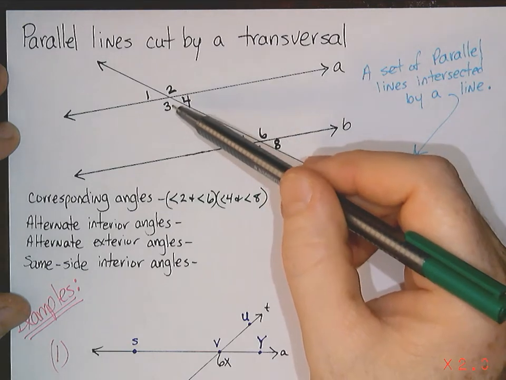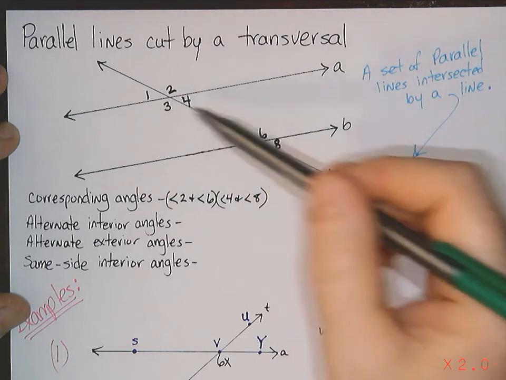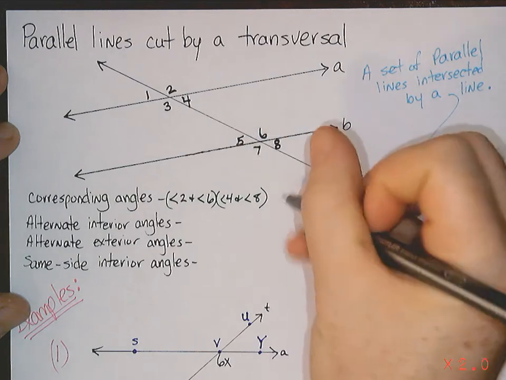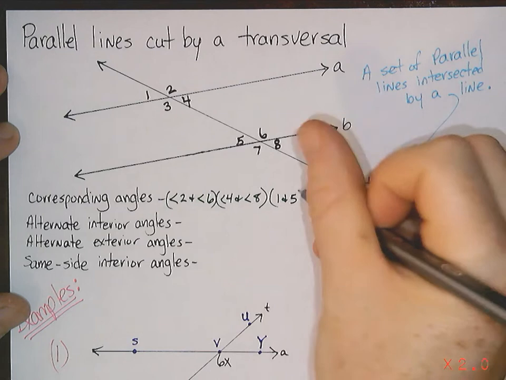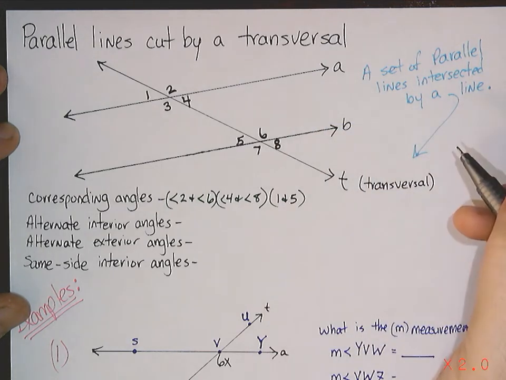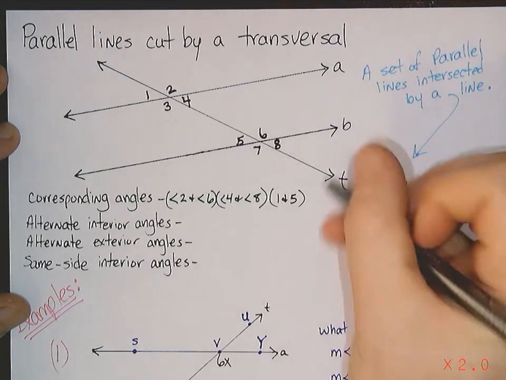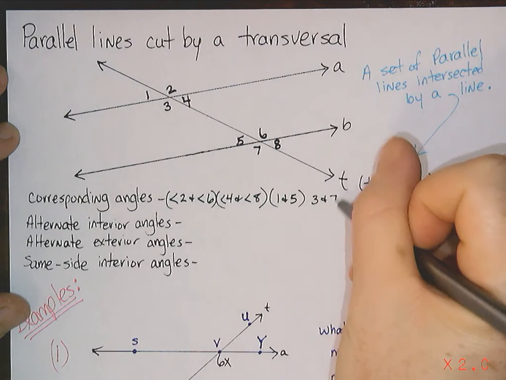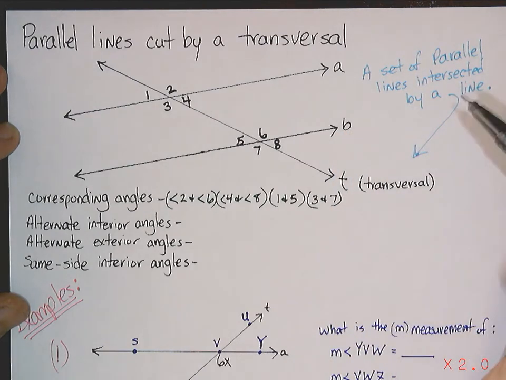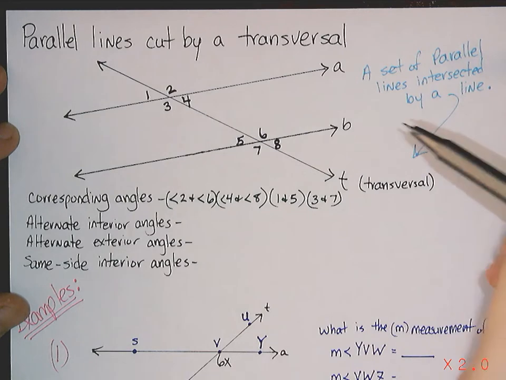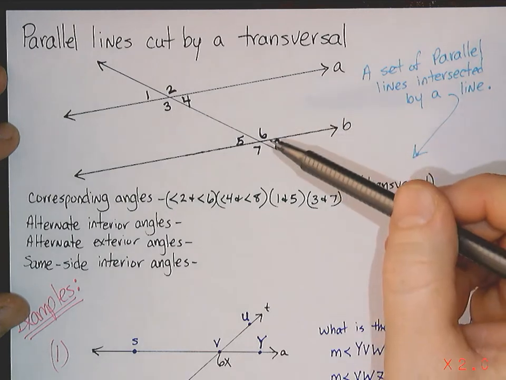Likewise, down here, 1 and 5 are going to be equal to each other as well, right? I just won't put the angle measurement down there. 1 and 5 are equal to each other. Also 3 and 7 are equal to each other. Those are corresponding angles. So you've got quite a few, okay, quite a few. You've got 4 pairs.